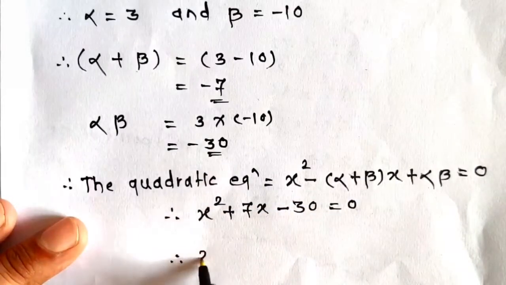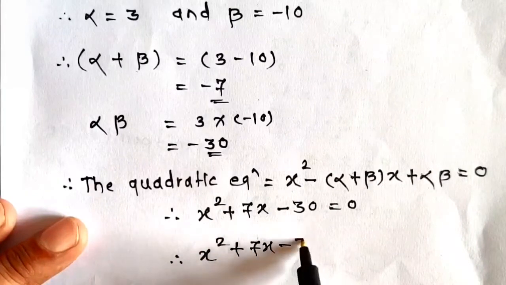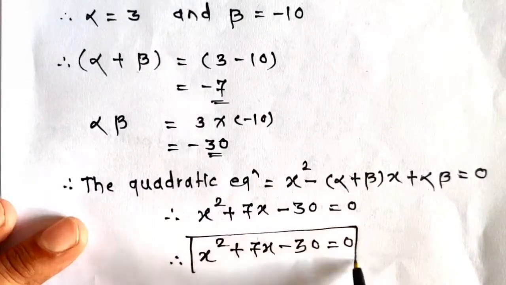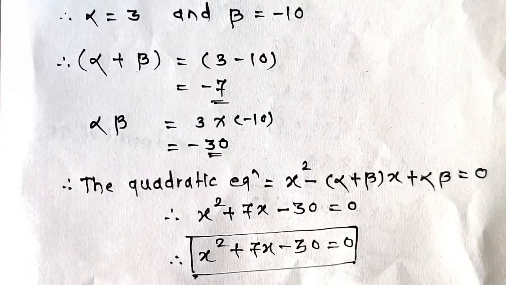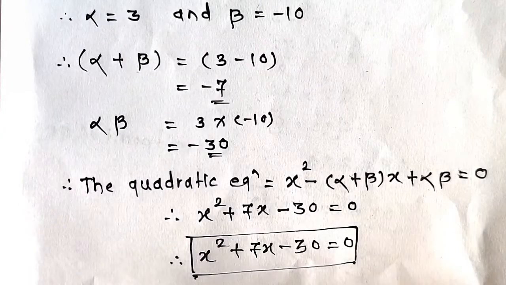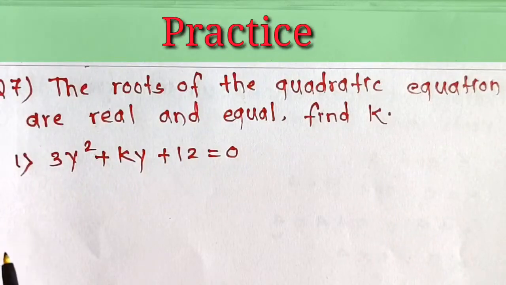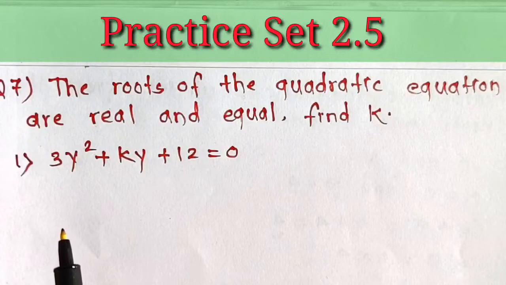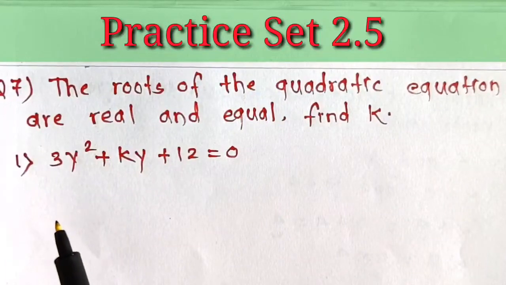Therefore, the given equation is x square plus 7x minus 30 is equal to 0. So in this way, we can form the equation if alpha and beta, these two values are given. Now this fifth and sixth sum, these are deleted from our syllabus. Now let us see that seventh sum which is in our syllabus.